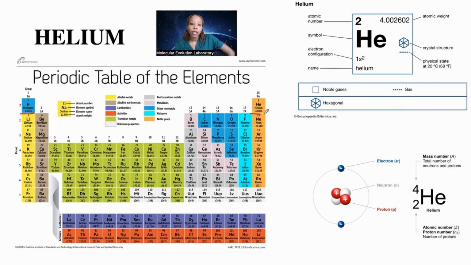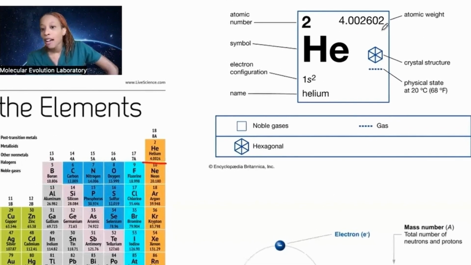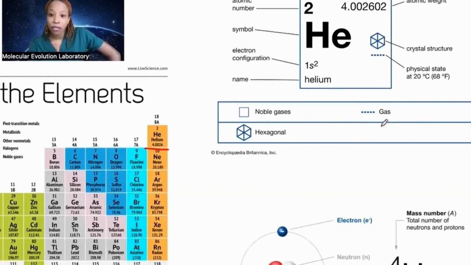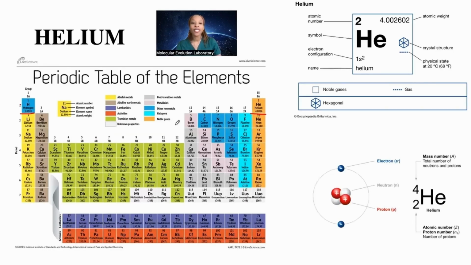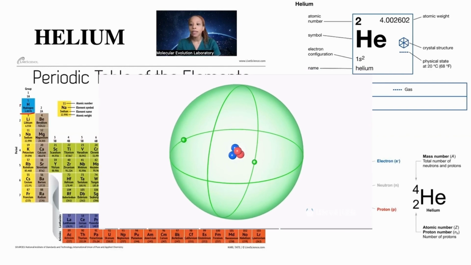So helium is basically the second element with an atomic number of 2, which means that it has an average atomic mass of 4. Its physical state is in the form of gas. It also falls under the group of noble gases. Helium is the second most abundant element in the universe.